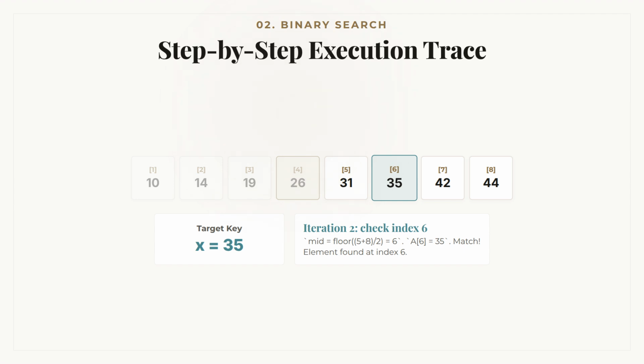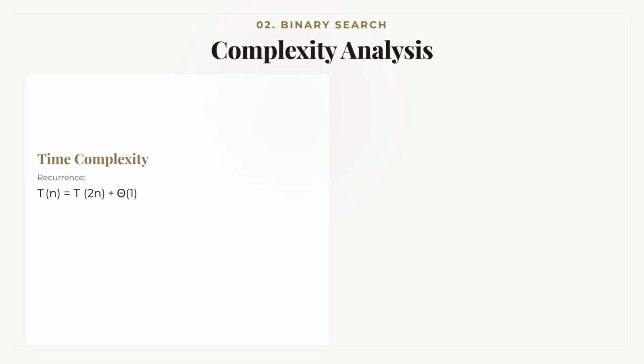The time complexity of binary search is very efficient. At each step, the search space becomes half of its previous size. Therefore, the recurrence relation becomes T(n) = T(n/2) + a constant amount of work. Using the Master Theorem, we obtain the solution Θ(log n). This means the running time grows logarithmically with the input size.